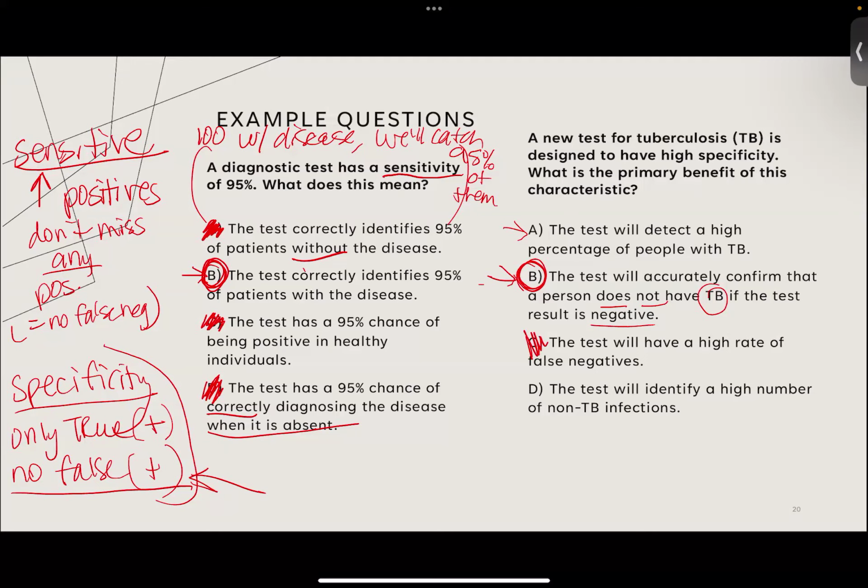The test will identify a high number of non-TB infections. No, if this test is specific for tuberculosis, we are only identifying whether you have tuberculosis or don't have tuberculosis. So B is our answer for this. The test will detect a high percentage of people with TB isn't really what the specificity is testing. That would be sensitivity. Specificity is specifically saying we are identifying TB as positive and not TB as negative and not having any gray area there. And that's why for specificity, the answer would be B.